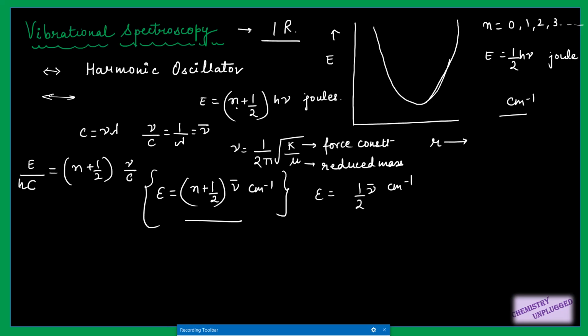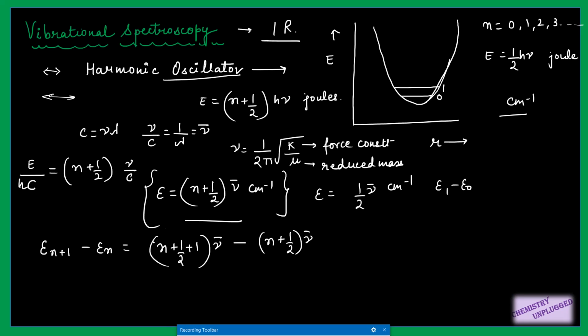Then if I want to calculate the difference between two successive energy levels, this is for the harmonic oscillator, right? This is all about the harmonic oscillator. So suppose this is n equals 0, this is 1, so I can calculate the energy E1 minus E0. You should write epsilon 1 minus epsilon 0. This is the energy difference, and the general formula is epsilon n plus 1 minus epsilon n. Now I can calculate this value, and it will come equal to nu bar centimeter inverse. So this is the energy difference between two successive energy levels.